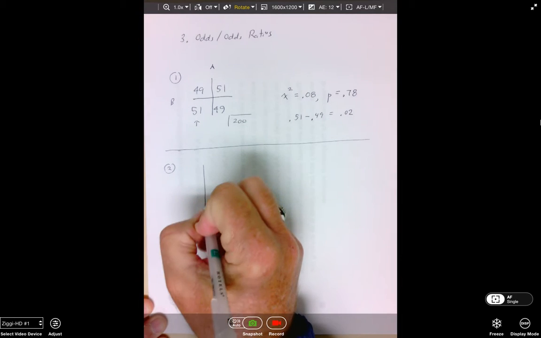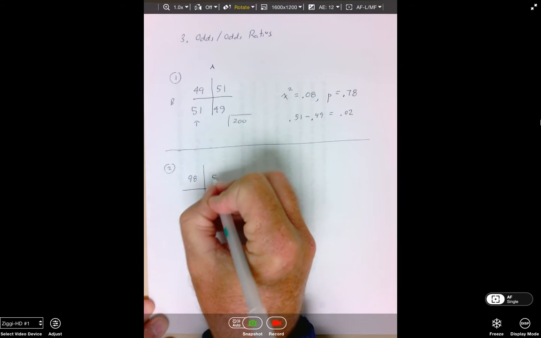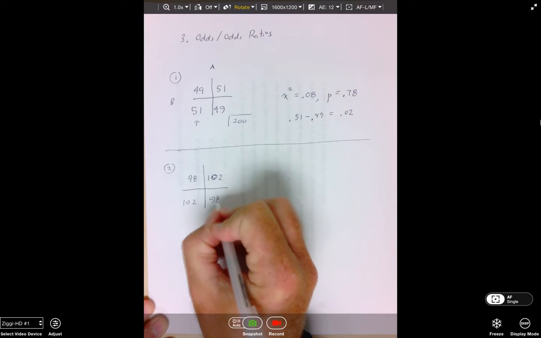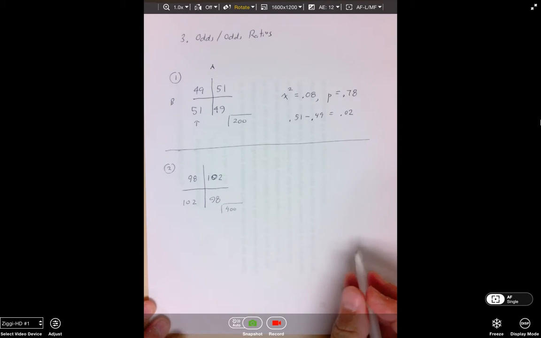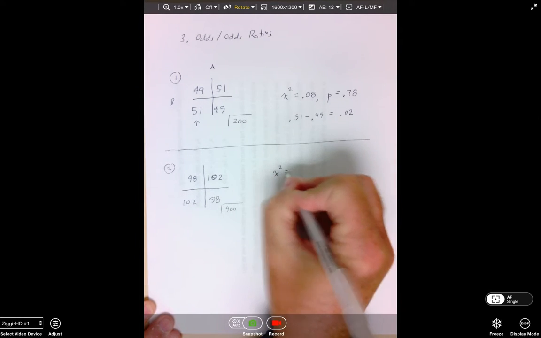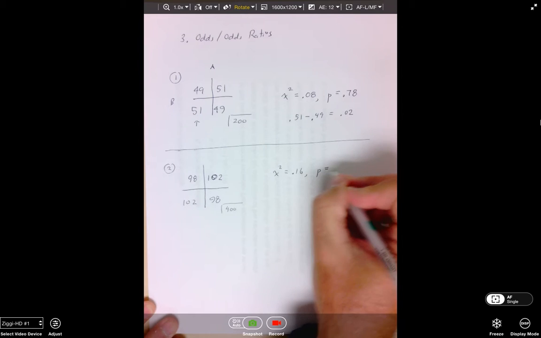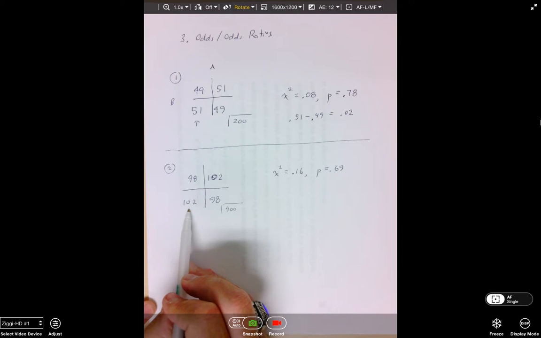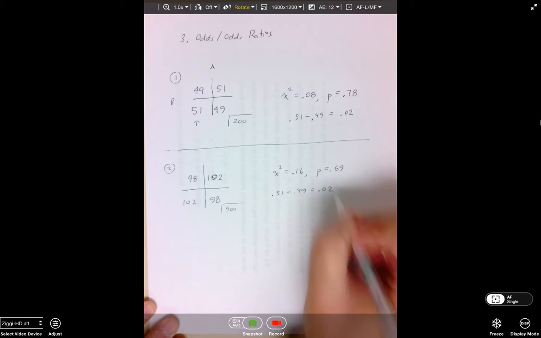Let's keep the stuff similar, but let's double it. Okay, so that's going to be 102. This is going to be 102. This is going to be 98. Okay, so what we have is we have 400 subjects. The chi-square, which I ran earlier, turns out to be chi-square statistic is 0.16. Our p-value lowered to 0.69. Notice that the relationship, the difference of proportions, is still 0.02.